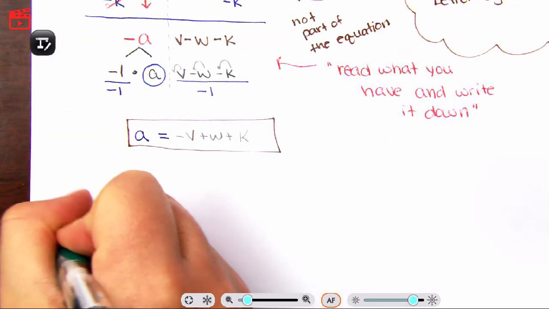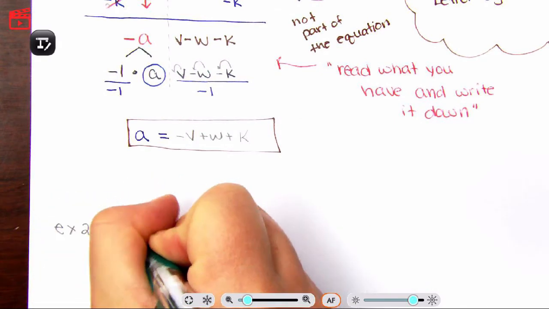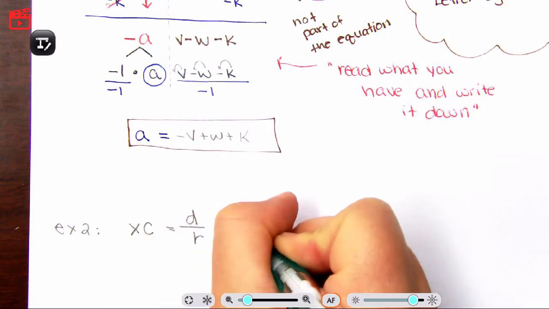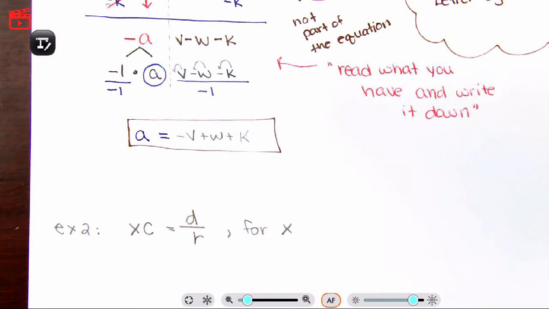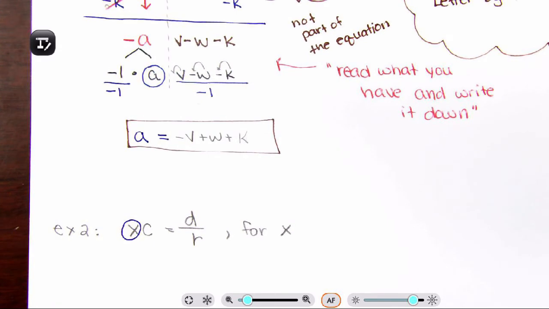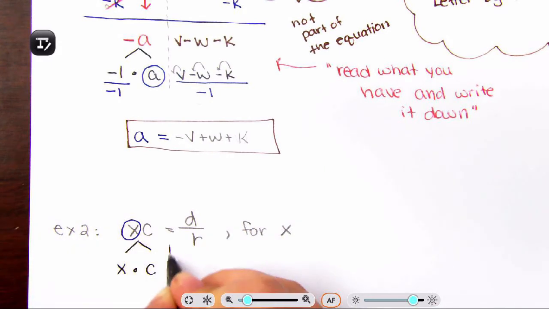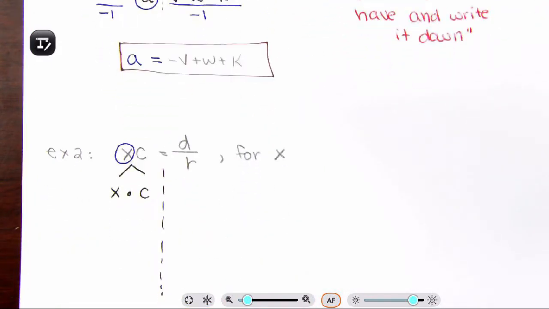So example number 2. We're going to say xc is equal to d over r. And what are we trying to solve for? We're trying to solve for x. Again, this part is not in the equation. However, it does tell us information that we need. It tells us that we want x. So I'm going to put a circle around x. First question is, how is x and c? How are they grouped together? Again, mathematicians are what? Lazy. So when we have two things next to each other and they are not given a symbol in between, this means x times c. Make sure you have your dotted line so you don't do the same step on the same side.